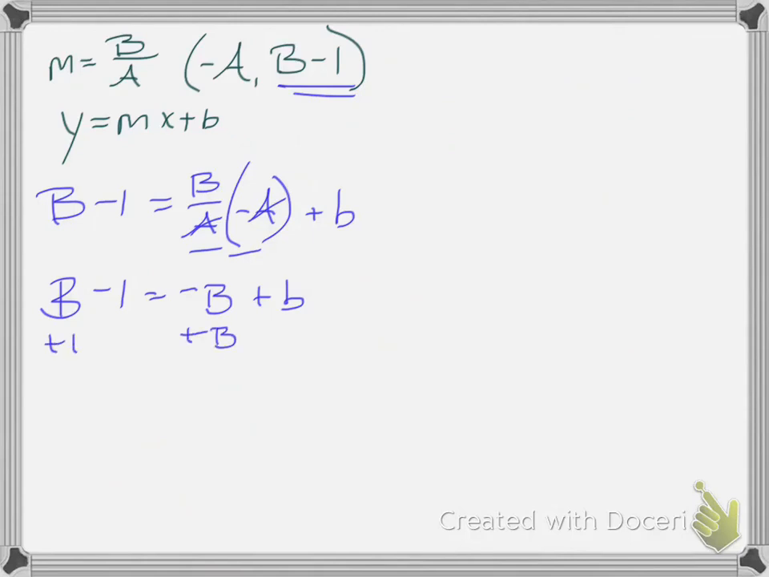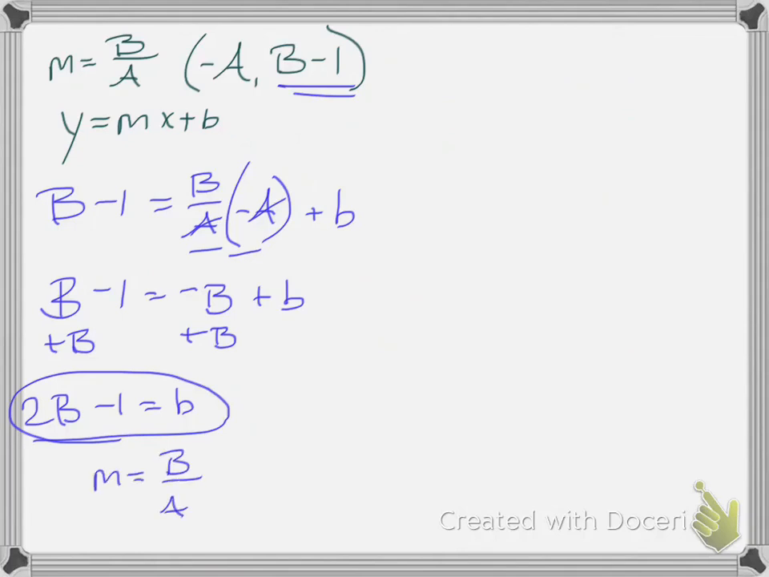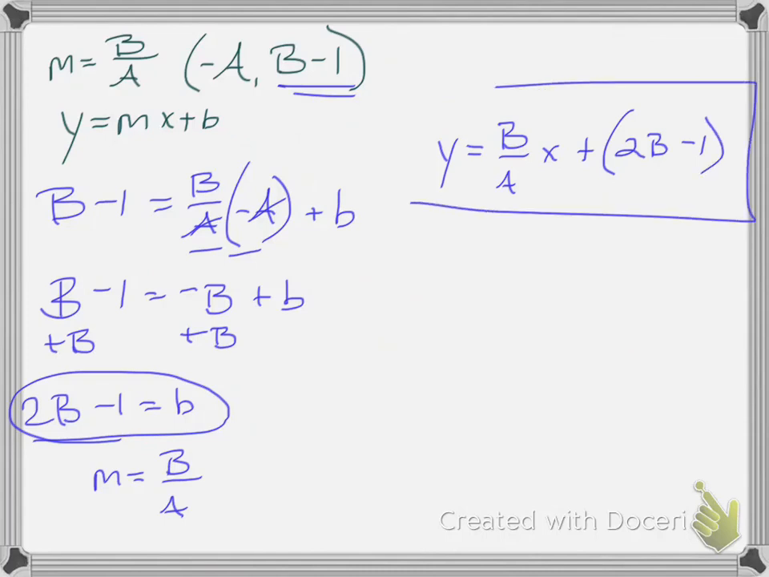Add b to both sides. And I have 2b minus 1 is equal to the lowercase b. So that's my y-intercept. My slope I already had is b over a. So my equation is y equals b over a times x plus 2b minus 1. And that's my final equation. So you can go ahead and try the other few like that, and let me know if you have any questions.